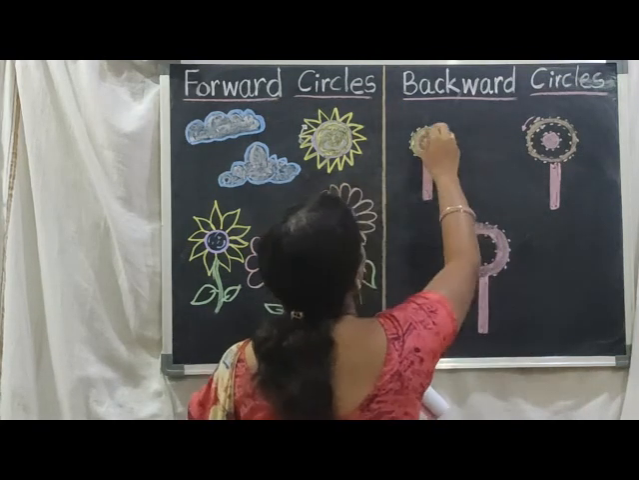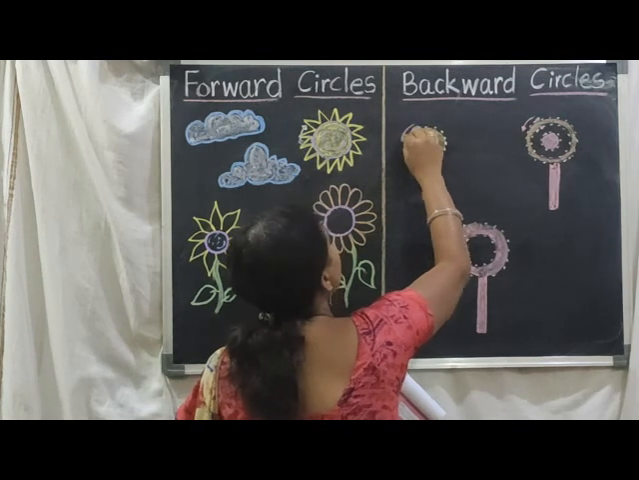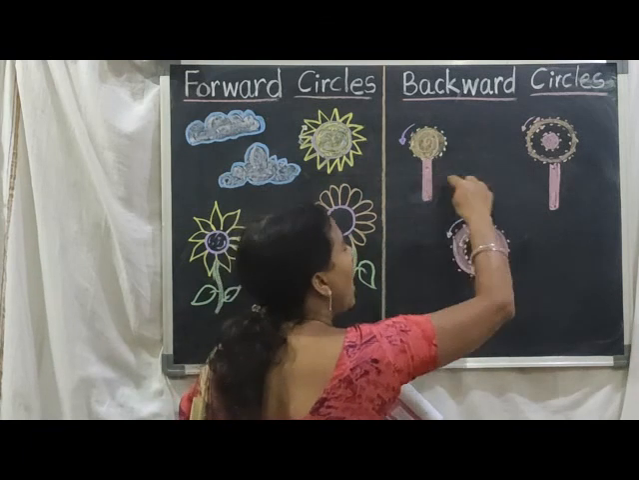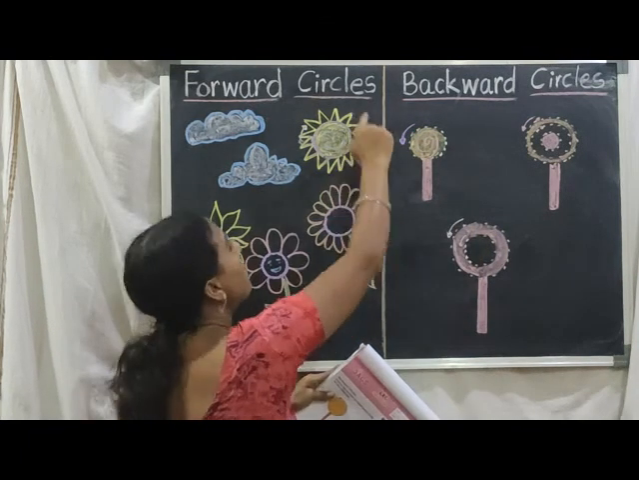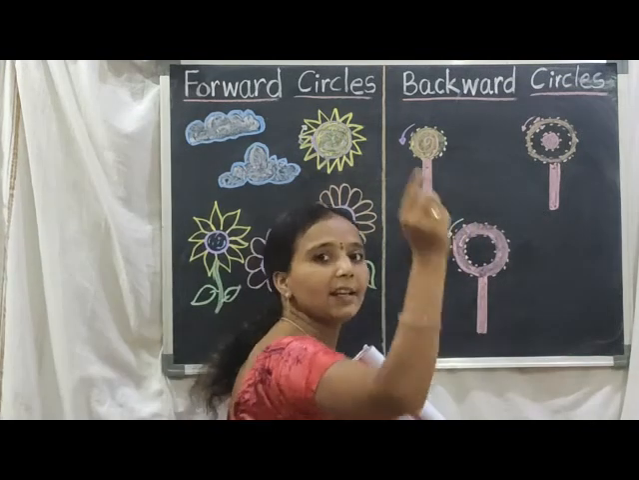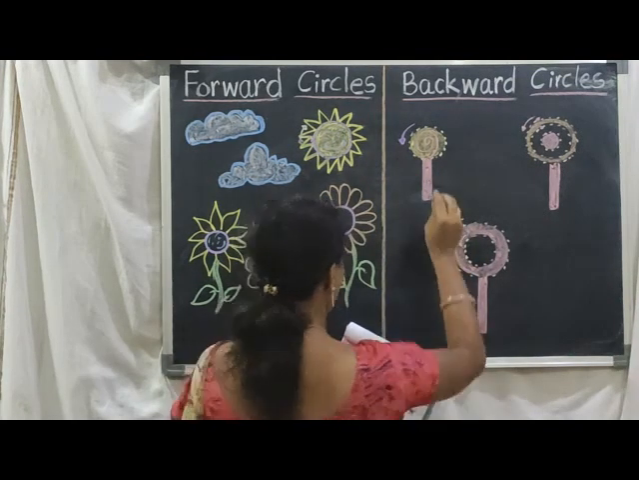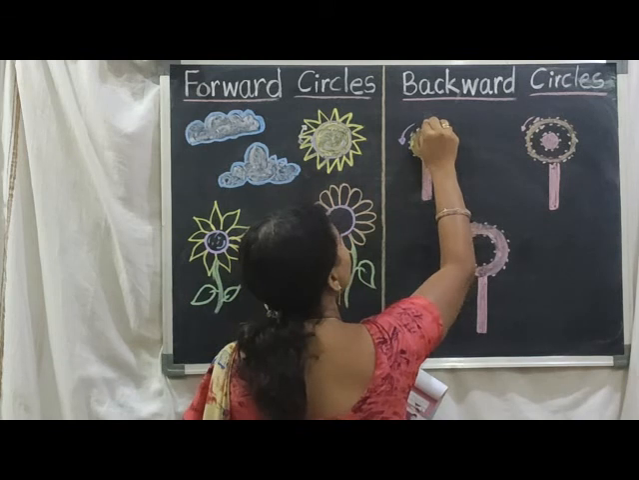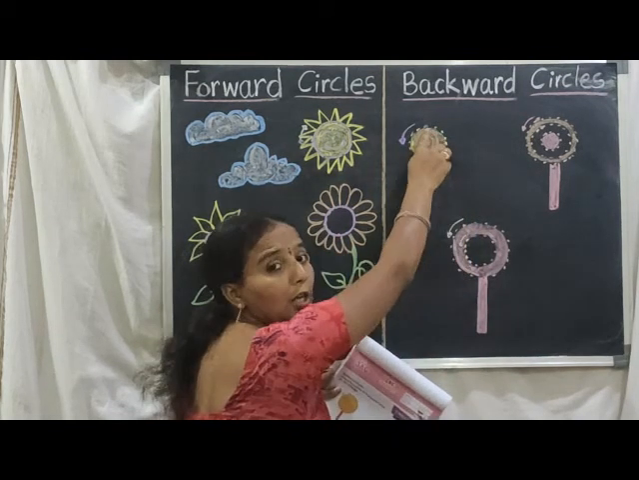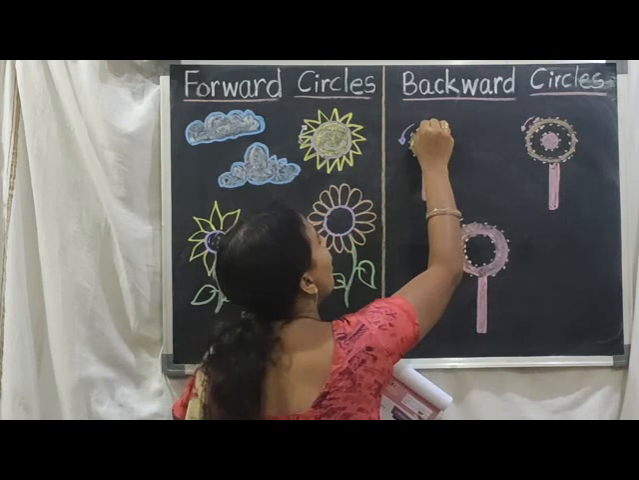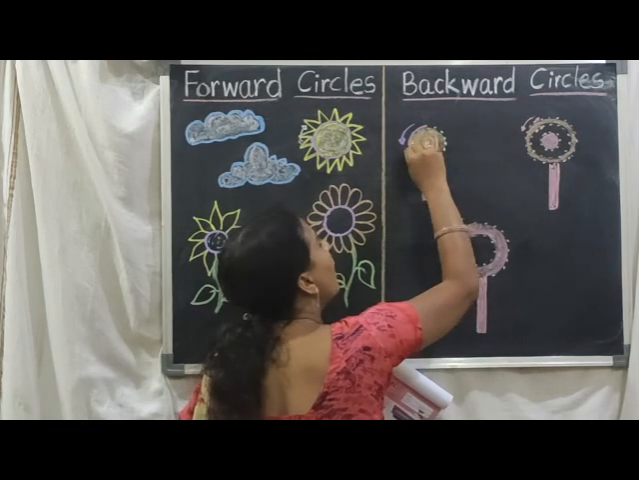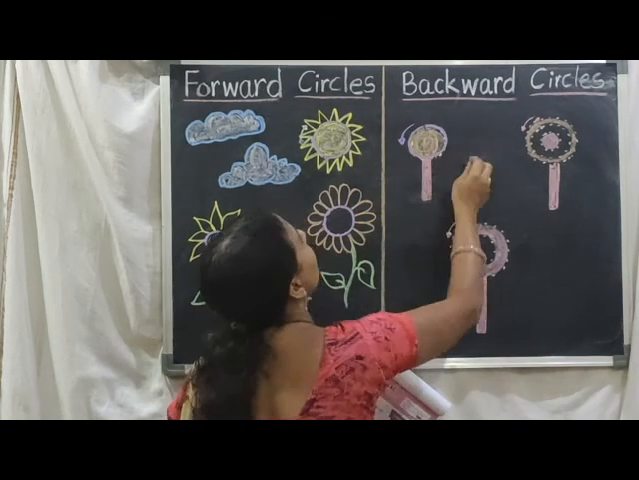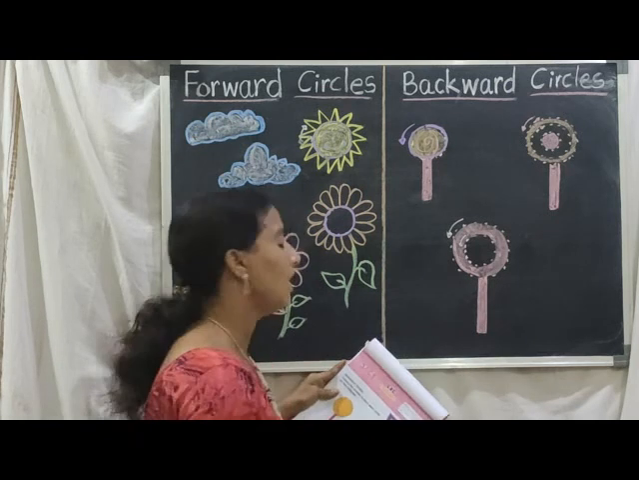Look children, here they gave the arrow mark like this. Arrow marks means we should write from down to up. Here we wrote up to down and here we are writing down to up. So join these dots. Here we are seeing one dot on the lollipop. Put your pencil on the dot and come down. Down to up. Go up. Join the dots. Yes, it's completing the lollipop.